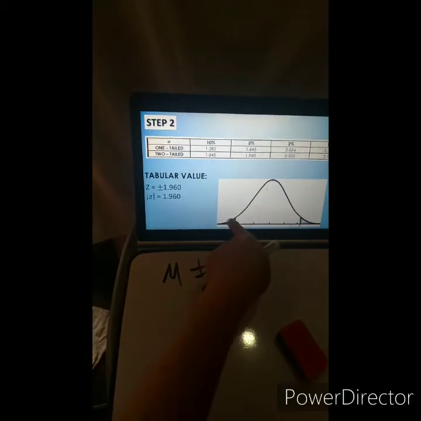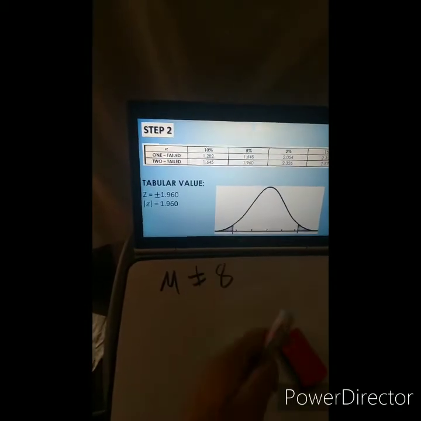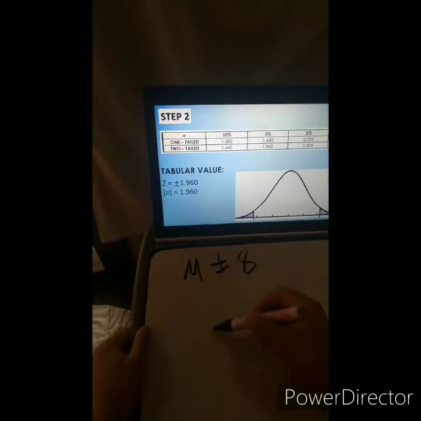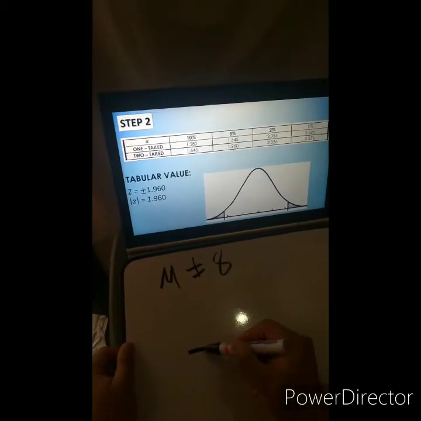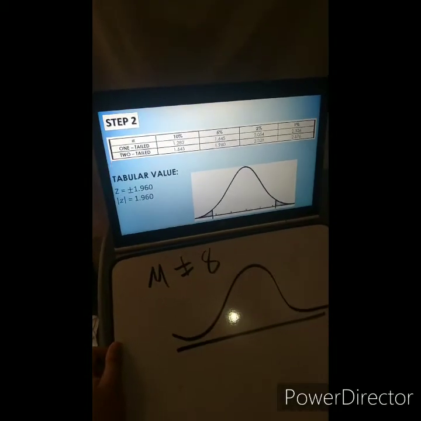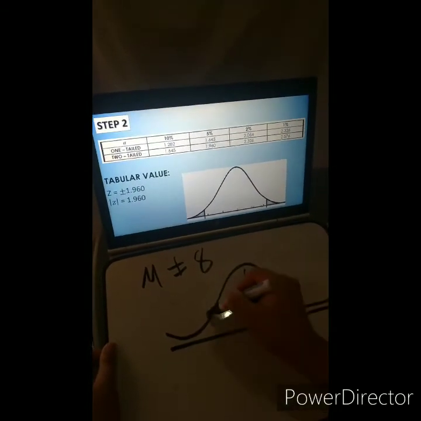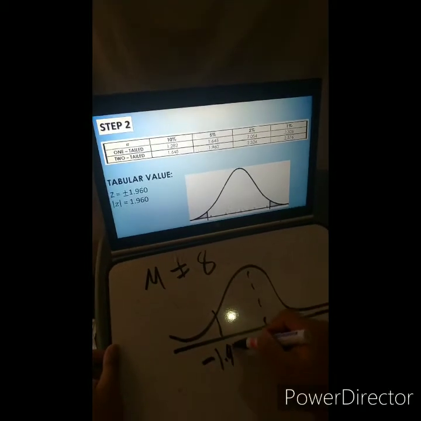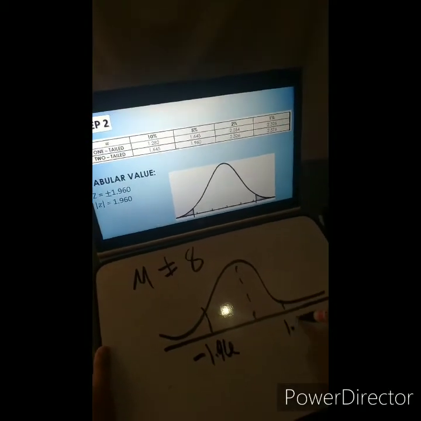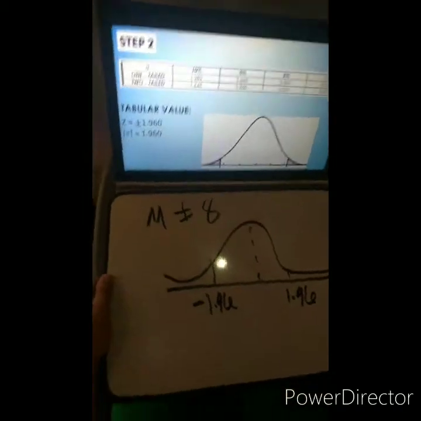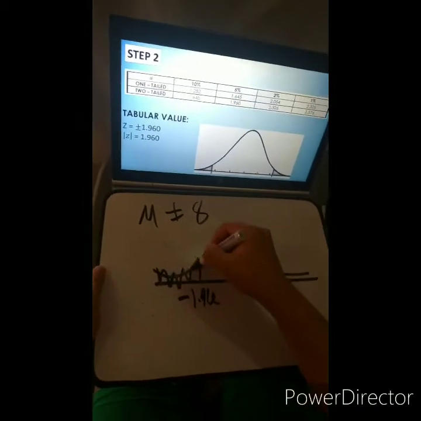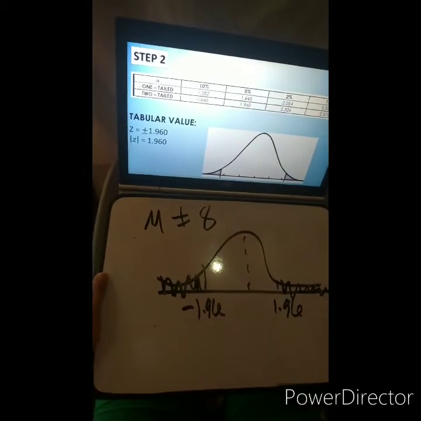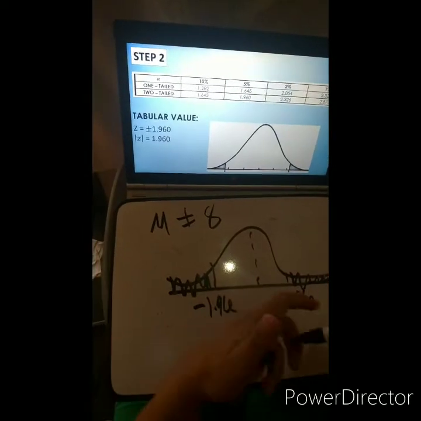Okay, if you're going to draw your normal curve, it's like this. This is the normal curve, so that you could imagine. This is negative 1.96. This is positive 1.96, right? So, okay, let's shade it. Alright, that is the acceptance region.